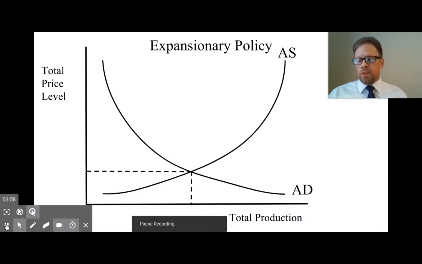When it comes to correcting the economy, the federal government really only has two options. Either they can increase the money supply or they can decrease the money supply. Now, if the economy is growing too slowly and therefore suffering from high unemployment, the government can correct this problem by adopting an expansionary policy.